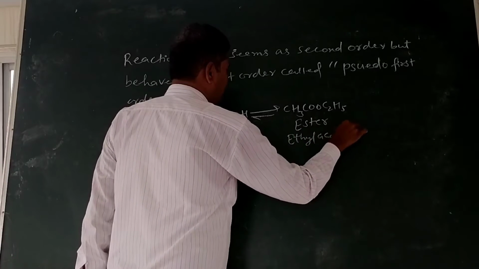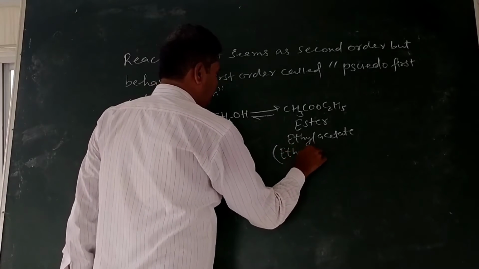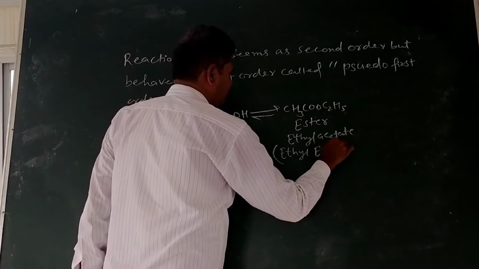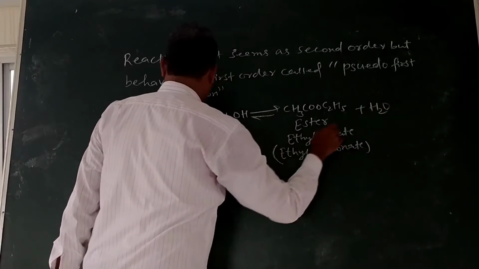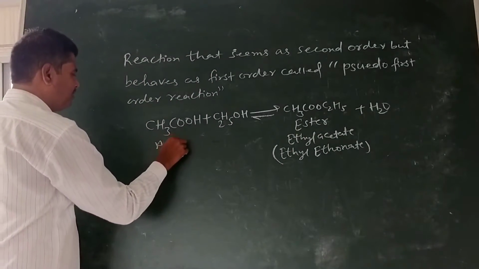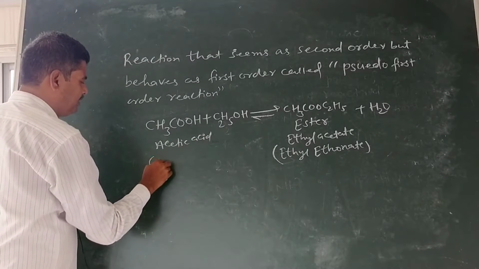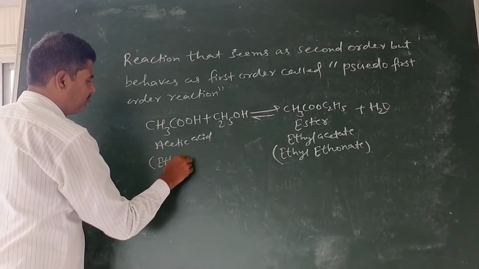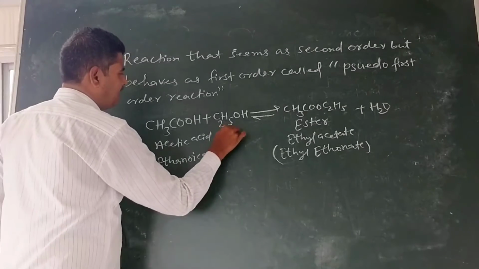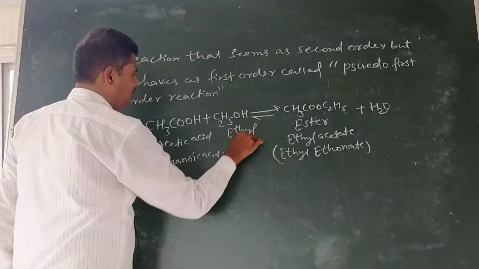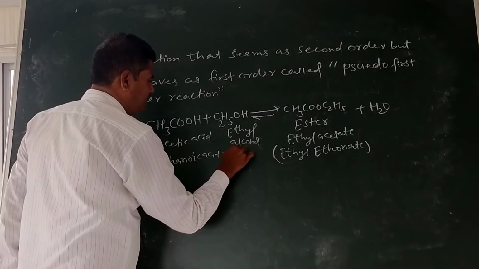Ethyl acetate. In IUPAC, ethyl ethanoate, plus what? This is acetic acid. And in IUPAC, ethanoic acid. And this is ethyl alcohol. In IUPAC, ethanol.